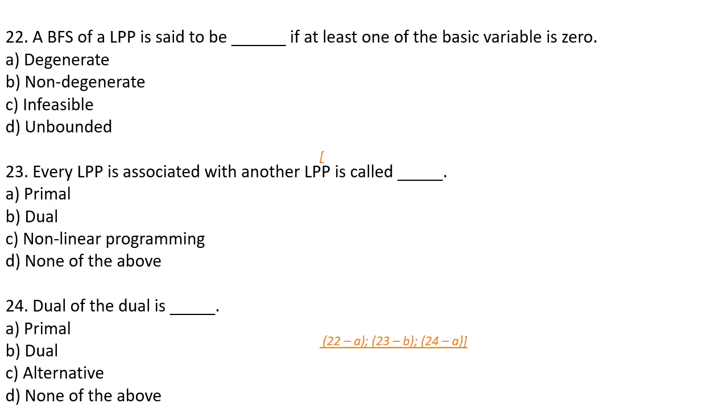23. Every LPP is associated with another LPP called primal, dual, non-linear programming, none of the above. Correct answer is dual. 24. The dual of the dual is primal, dual, alternative, none of the above. The correct answer is option A, primal.